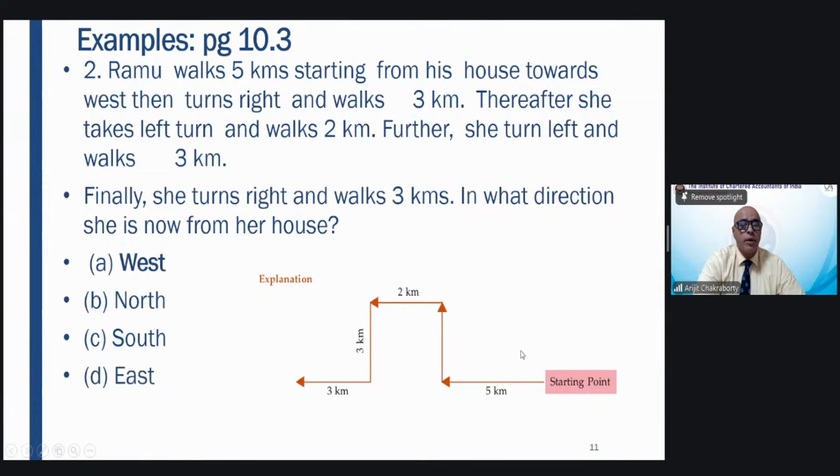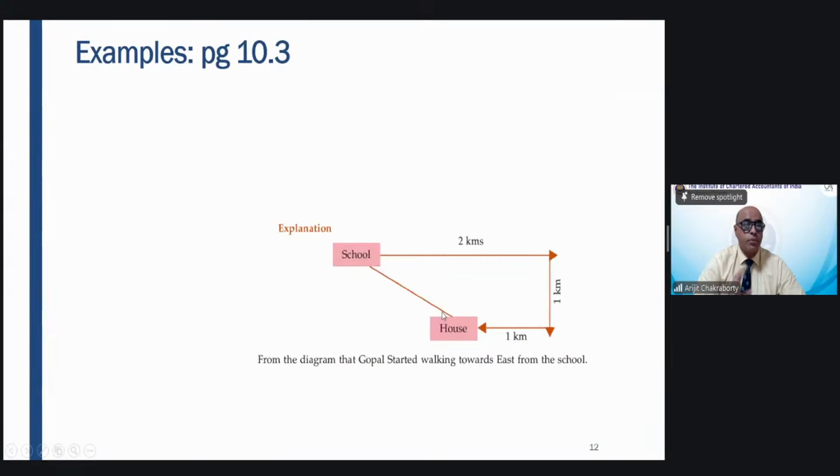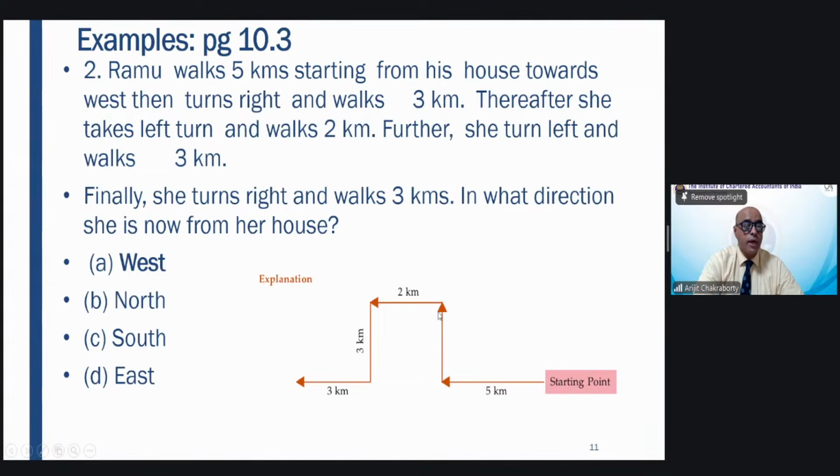So first is the starting point. You can see she is walking 5 kilometers. Okay. Towards the west. Fine. 5 kilometers towards the west. Then turns right. So west के बाद turning right. You can see the arrow. Now it is going up. So I will just go back. So it's going up. मतलब अभी उत्तर दिशा, north. 3 kilometers. Then she takes left turn and walks 2 kilometers. मतलब now she is facing the left hand side, मतलब western side. Further, she turns left and walks 2 kilometers. She is turning left and walking 2 kilometers.